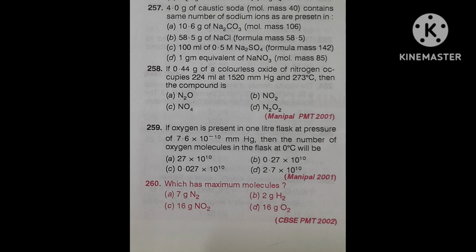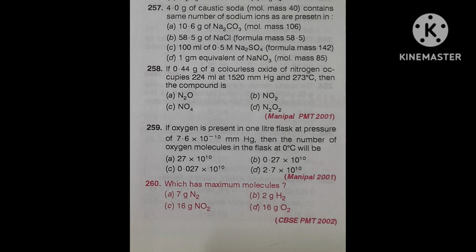If 0.44 gram of a colorless oxide of nitrogen occupies 224 ml at 1520 mmHg and 273 degrees Celsius, then the compound is: first option N2O, second option NO2, third option NO4, fourth option N2O2. The important thing here is that 0.44 gram of a colorless oxide of nitrogen.